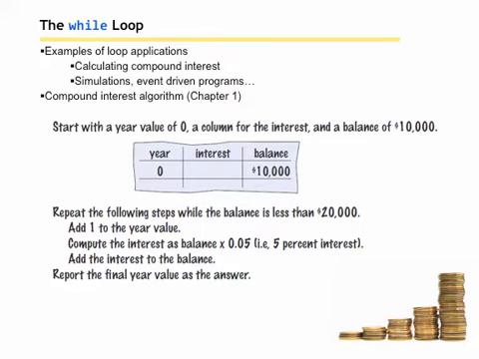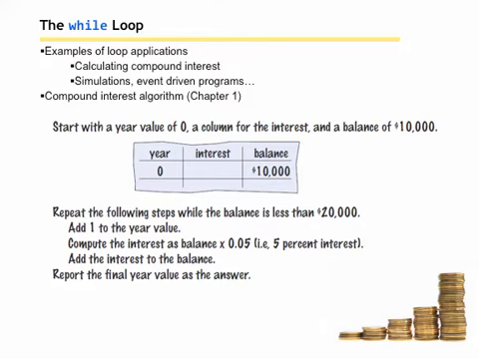In year 0, we haven't yet figured out the interest, as you can see in our example there, but how do we figure out the interest? The interest is 0.05, so 5%, times the balance. So our interest for the first year is going to be 10,000. There's no interest in year 0 because that's just our starting place.